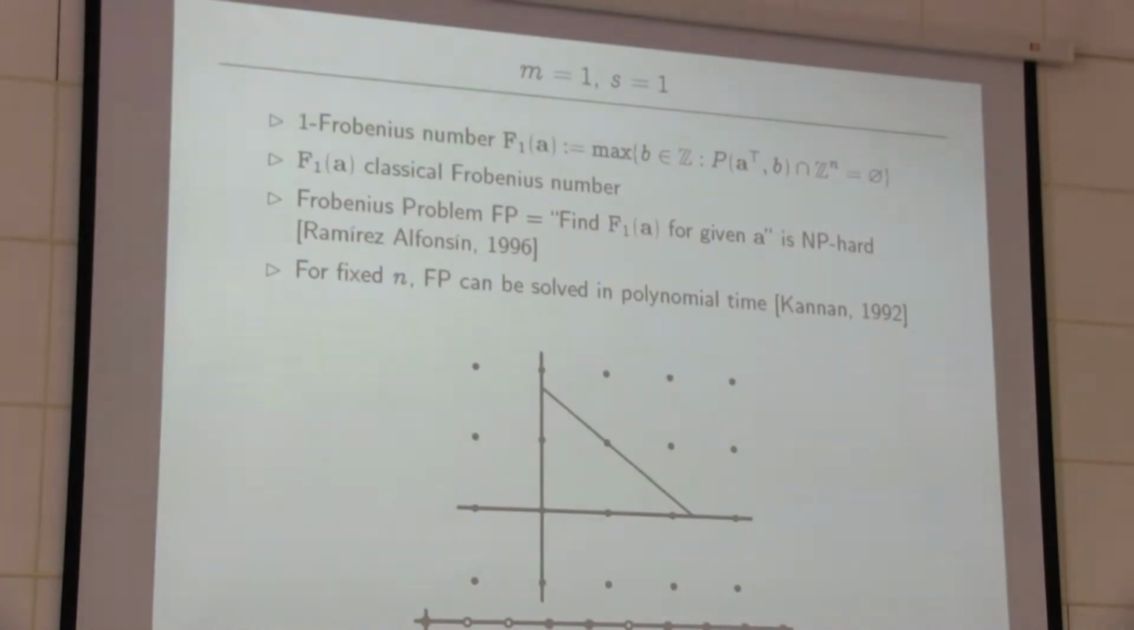However, the algorithm of Kannan is very complicated, and to the best of my knowledge, it wasn't implemented. So, from the viewpoint of practical computations, the Frobenius problem is still a very hard computational problem. It can be solved in polynomial time in fixed dimension, but in practice it's still difficult. This is one of the reasons why we are interested in good upper and lower bounds for the Frobenius number and, more generally, for the S-Frobenius number.